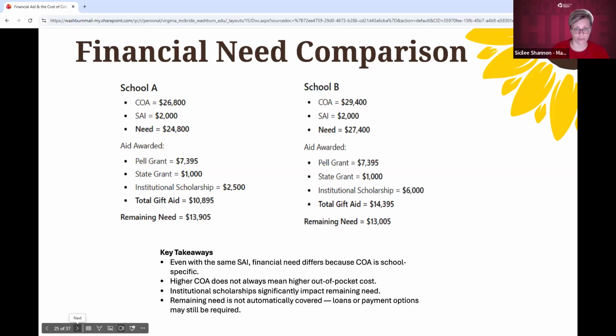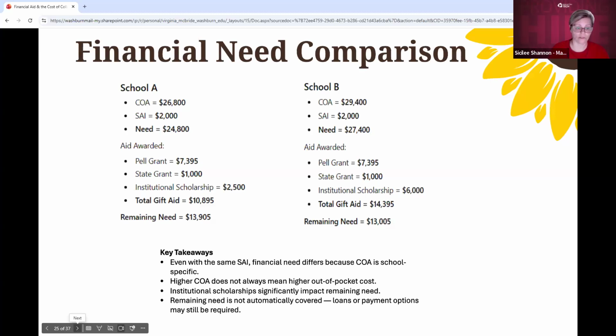If you look at School B, it has a little bit higher cost of attendance. And so after we deduct the SAI, the need is now $27,400. We have the aid awarded. As you can see, some of the grants and scholarships are the same, some are different. It leaves the remaining need at $13,005.